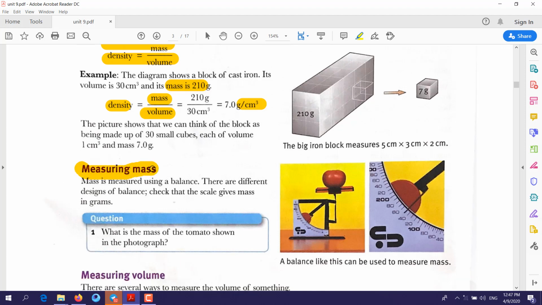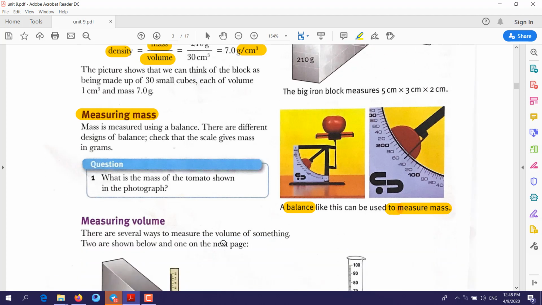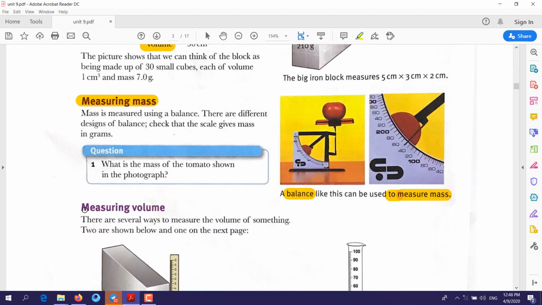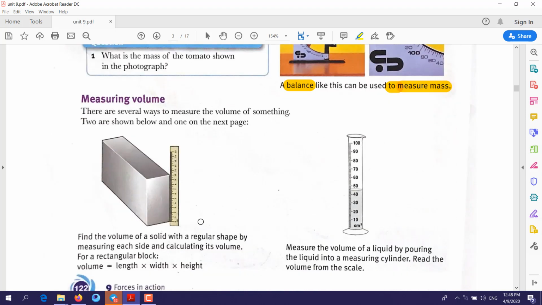Measuring mass. How can we measure the mass of any object? As you can see here, to measure the mass of any object, you need to use this balance. We use a balance to measure mass. Measuring volume. To measure the volume of an object, we have two ways. It depends on the shape of the object.